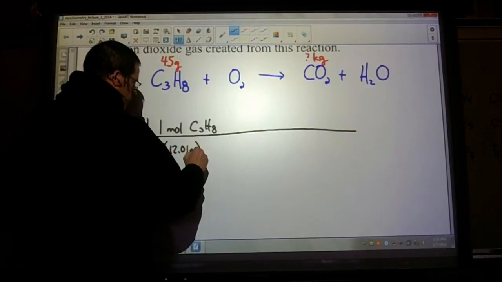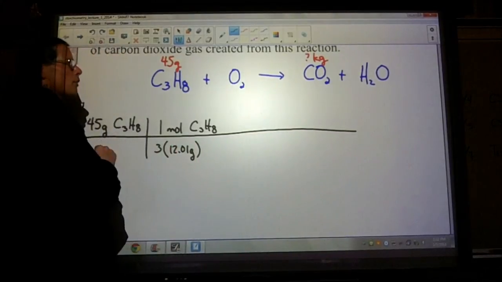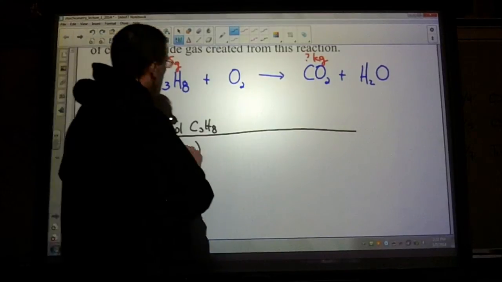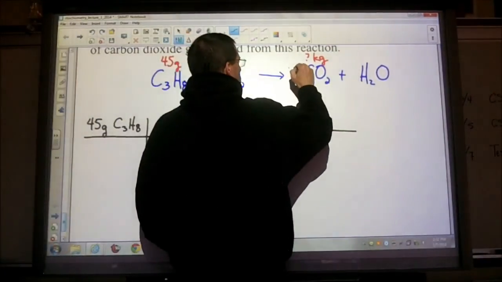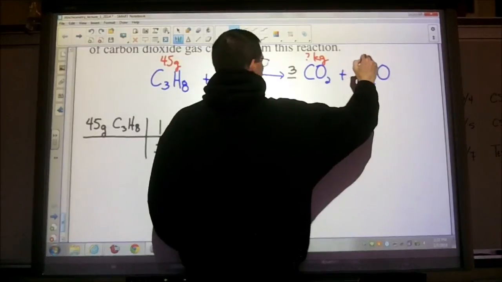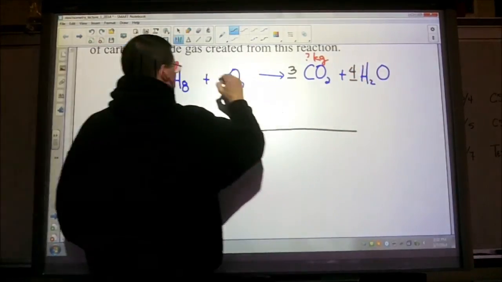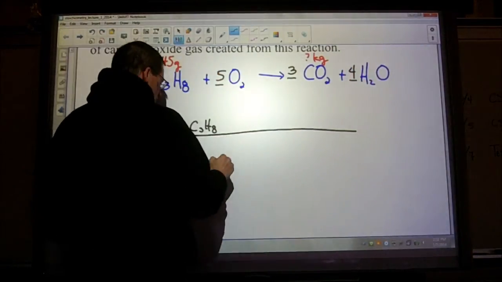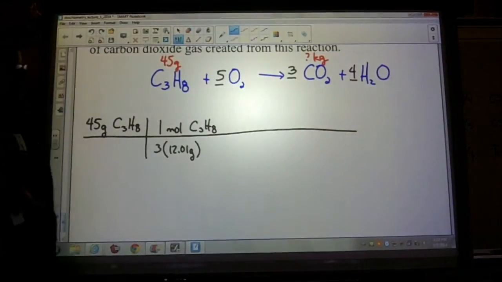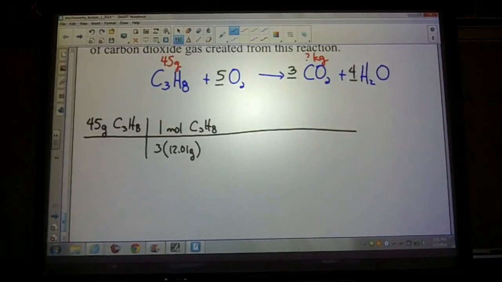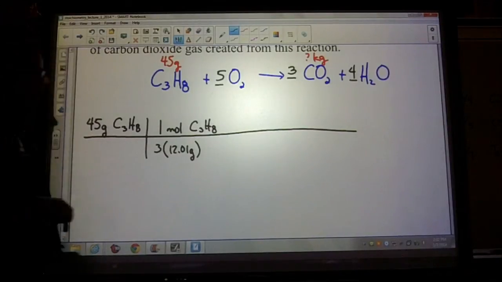Is that balanced? Should balance that. Is that balanced? No. What would you do, Timmy? Would you put a 3 there? And would you put a 4 there? And would you put a 5 there? It's 5, 3. It's 5 before. Good job there, Timmy. Nice.